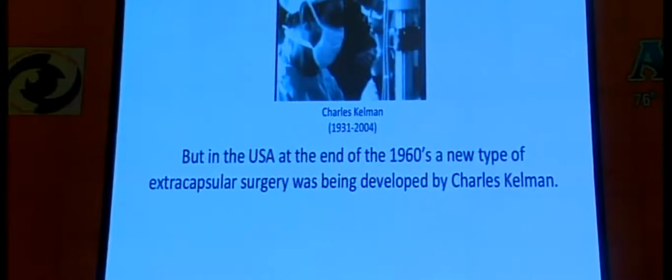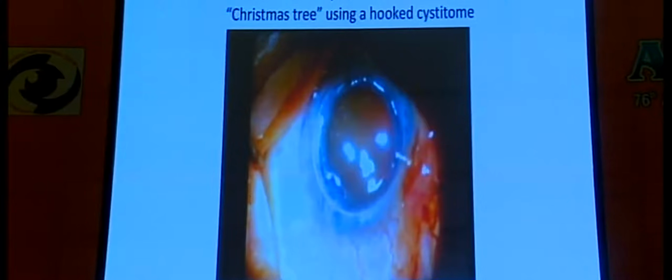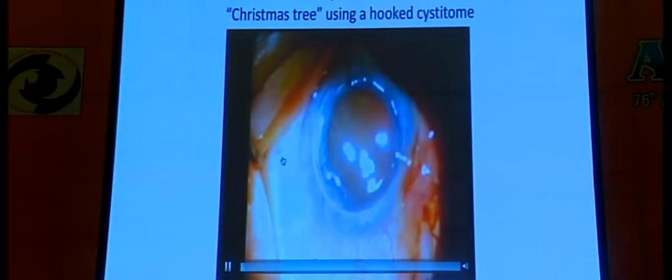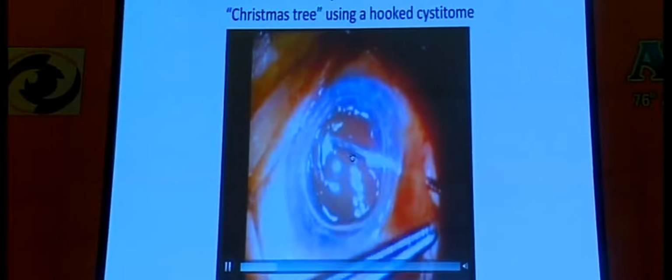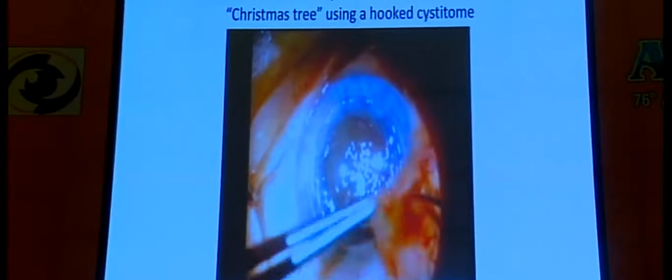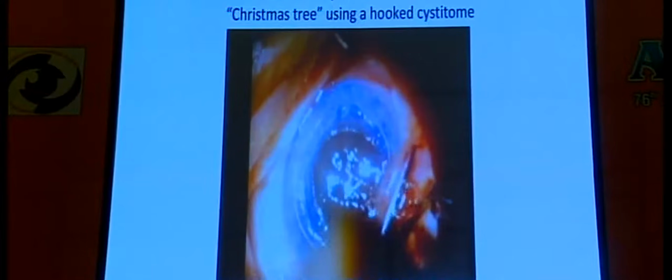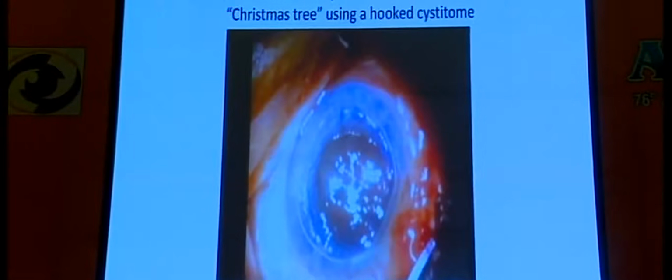Then it was Charles Kelman. In 1960, he suggested a new kind of extracapsular surgery. It was called phacoemulsification. And this is his video of the first phacoemulsification, doing what we know as the Christmas tree capsulotomy. So with the capsulotome, he held the capsule, pulled it out, and then cut it. So it was like a Christmas tree. That was the first Christmas tree in the world.